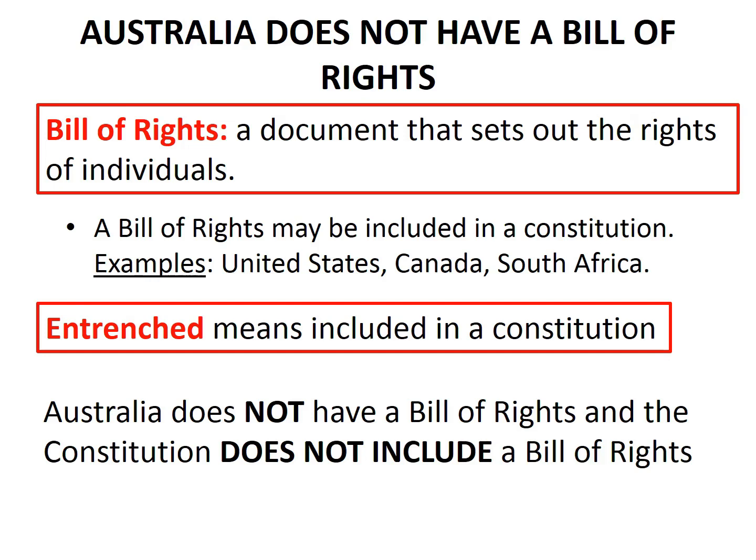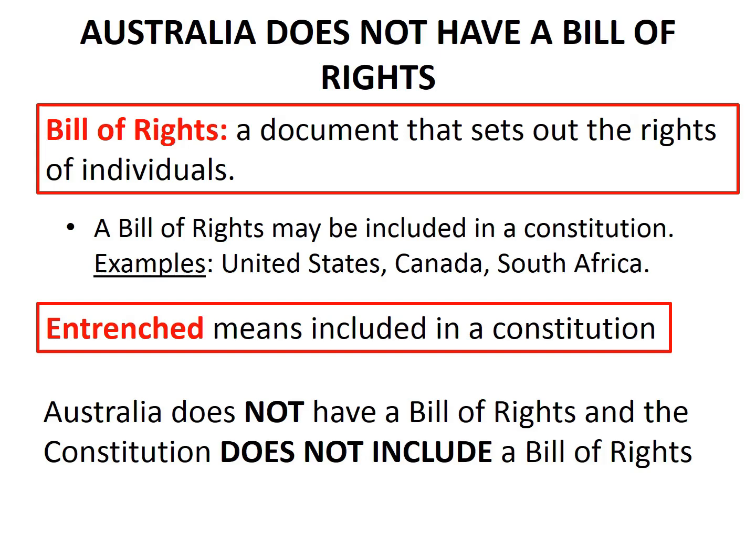Where individual rights are included in a constitution, we refer to those rights as entrenched rights. The significance of this is that because the rights are included in a constitution, it is much harder to change those rights. The reason for that is that a constitution can typically not be changed simply by an act of Parliament. For example, our Constitution can't be changed just by the Commonwealth Parliament passing an amending act. Instead, for any change to our Constitution to come into effect, that change needs to be approved not just by the Commonwealth Parliament, but also by Australian voters.